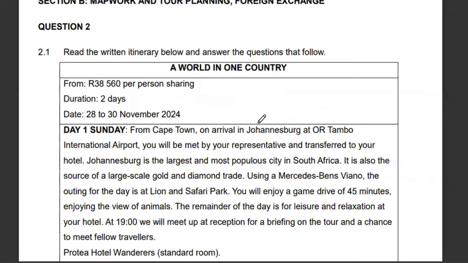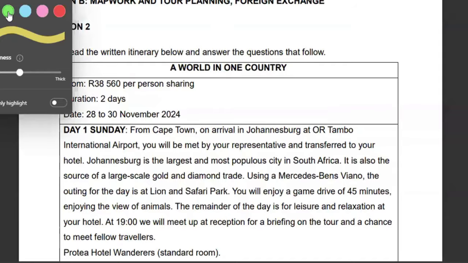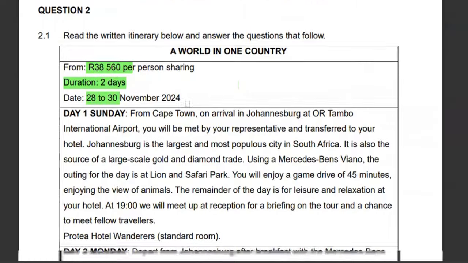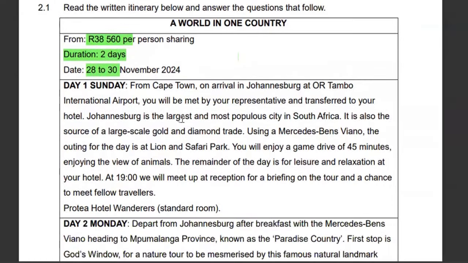So this is section B. When it comes to section B, we need to read the itinerary which is provided below and answer the questions that follow. As you read an itinerary, you must highlight some of the key pieces of information which you are given. Then a world in one country from 36,000 per person sharing. So this is the amount. Then the duration is going to be 2 days. Then the time frame is going to be from the 28th to the 30th of November.